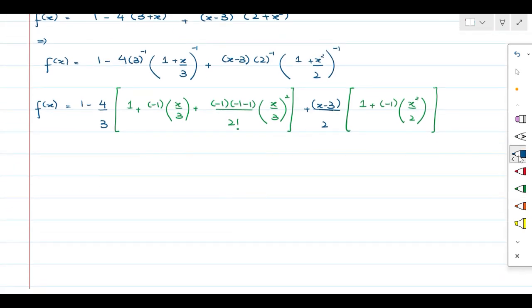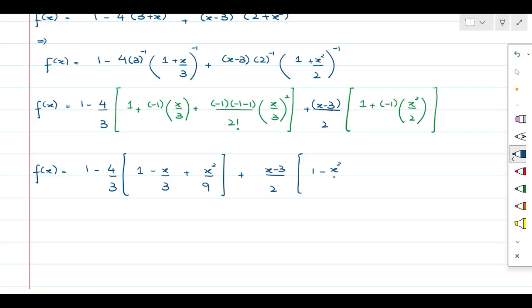So that is why I'm stopping over here, right? Okay, so let me simplify this further. We have f of x is equal to 1 minus 4 over 3, and we have to put the bracket 1 minus x over 3. Okay, 1 minus minus 1 becomes minus 2. Minus 2 times minus 1 is 2, and 2 by 2 is just 1. So we have just x square over 9 plus x minus 3 divided by 2 bracket 1 minus x square over 2.